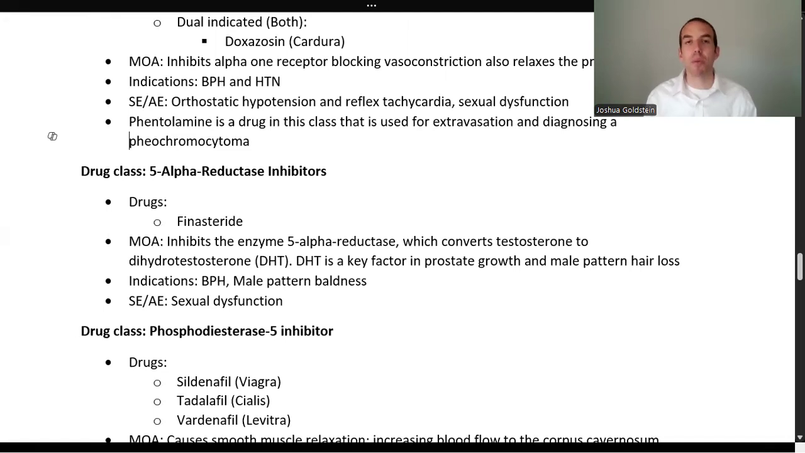It works by relaxing the prostate, so the prostate is no longer pushing on the urethra, so the patient is able to have a normal urine stream. This does have an adverse effect of orthostatic hypotension along with reflex tachycardia. Plus, this drug is very well known that it can cause erectile dysfunction.